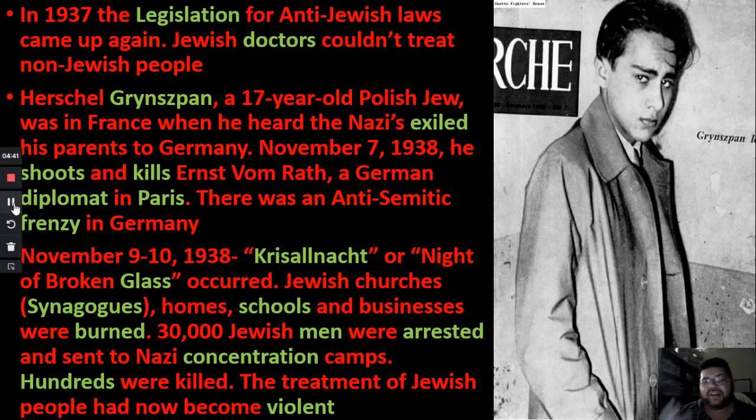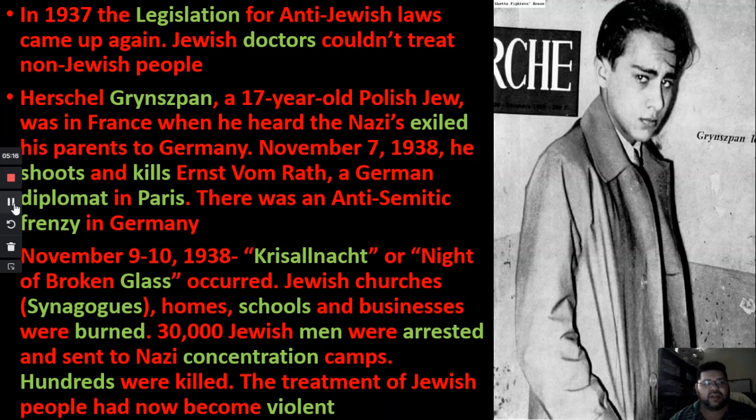But again, because of his actions, this leads to a huge anti-Semitic frenzy in Germany, and these German people start attacking the Jewish people. This happens on November 9th through the 10th of 1938. It's called Kristallnacht. I pronounced that right. It's the Night of Broken Glass. Jewish churches, which are called synagogues, Jewish homes, schools, and businesses are burned, pillaged, looted.